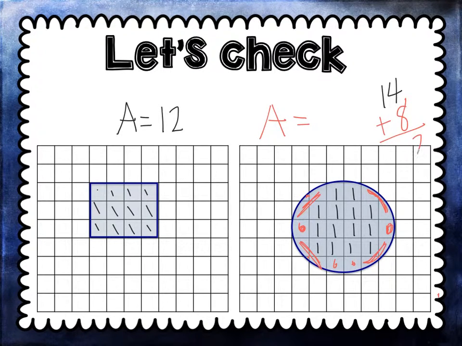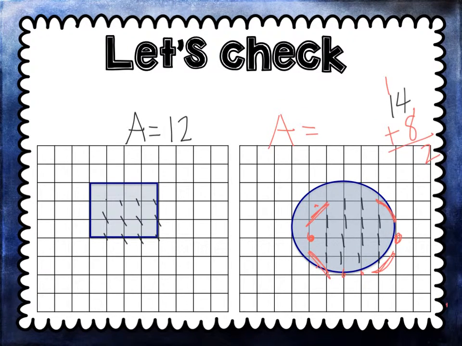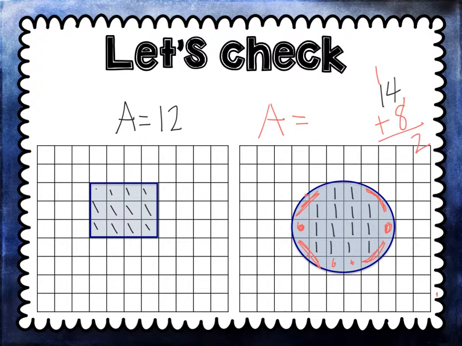4 plus 8 is 12, carry the 1, and that gives me 2. Oops. Let's go back to this. That gives me 2. So the estimated area is 22.